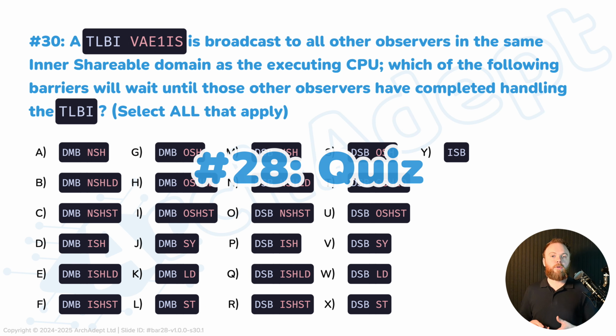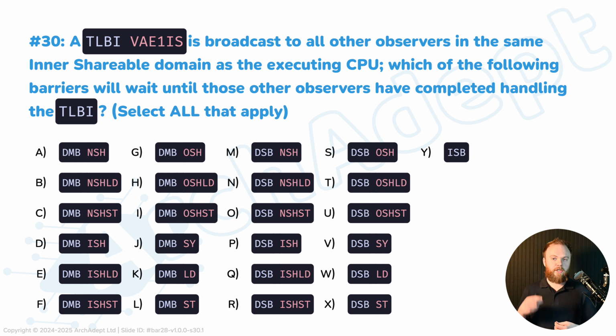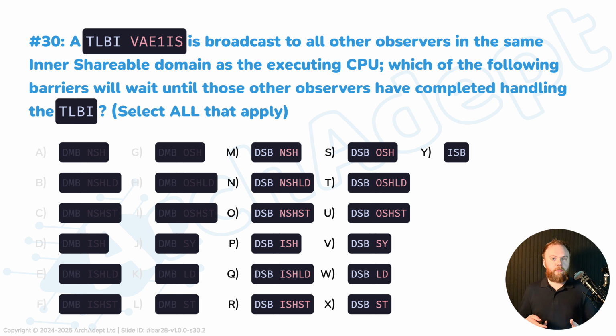Okay, final question. A TLBI VAE1IS is broadcast to all of our observers in the same inner shareable domain as the executing CPU. That's what the IS in VAE1IS means. So which of the following barriers will wait for those other observers to have completed handling the TLBI? Answer in 5, 4, 3, 2, 1. Well, firstly, a DMB is definitely not enough. It won't even wait for TLBIs to have completed on the executing CPU, let alone on any other CPUs. Same goes for an ISB.